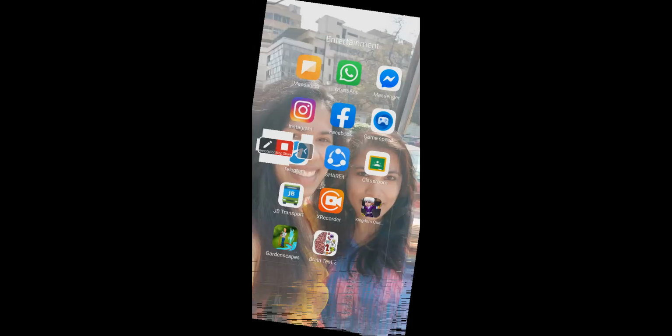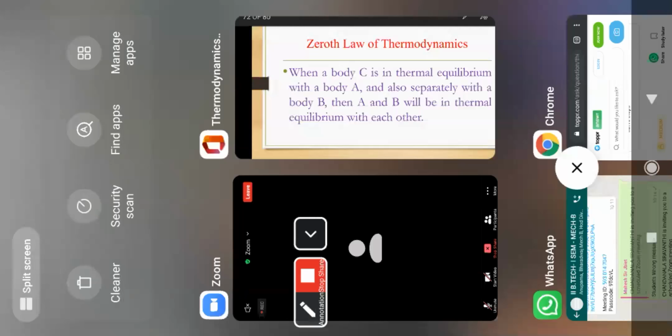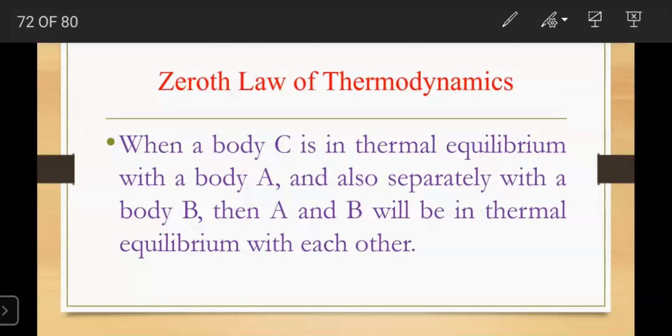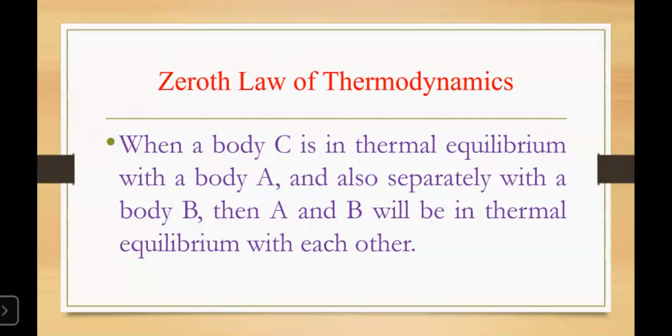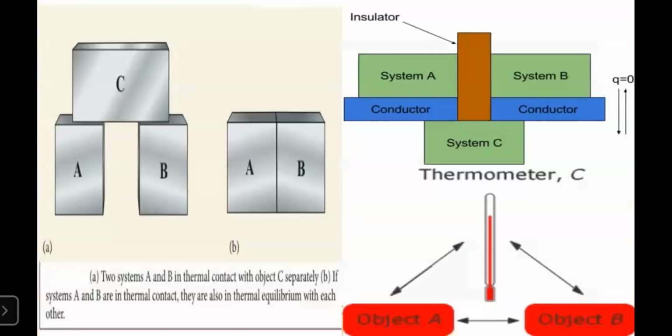So in lesson 3, the first one is the zeroth law of thermodynamics. So what is the zeroth law of thermodynamics? There are 4 laws: zeroth law of thermodynamics, first law, second law, and third law. To understand this, you need an example. You see this example.